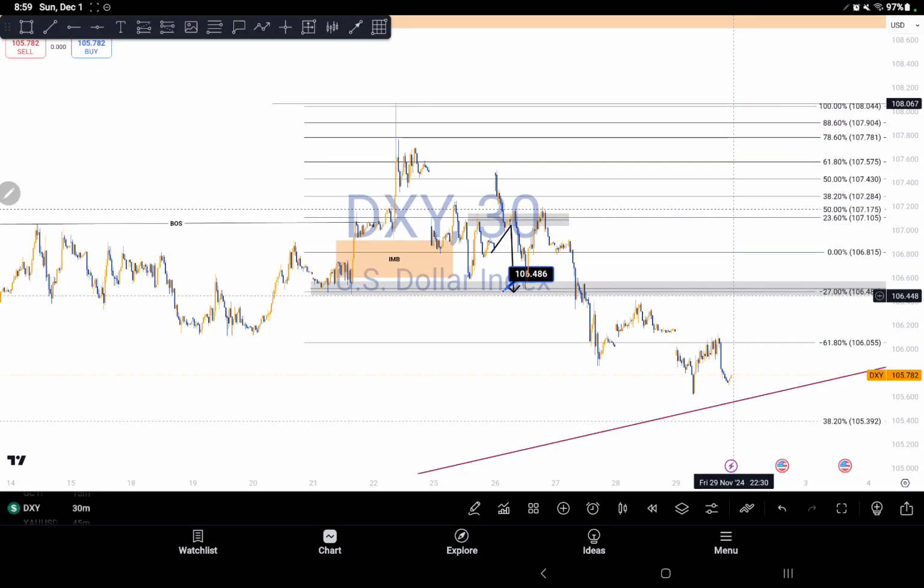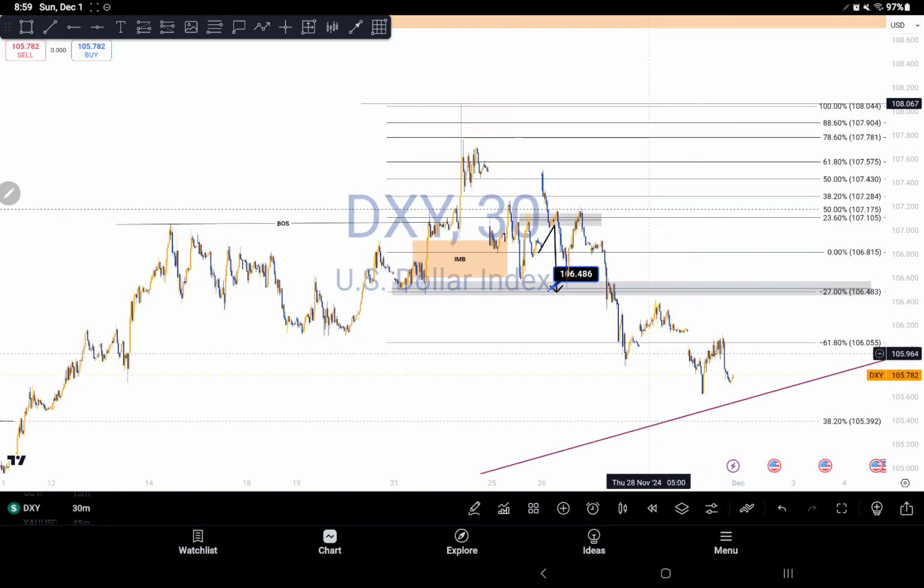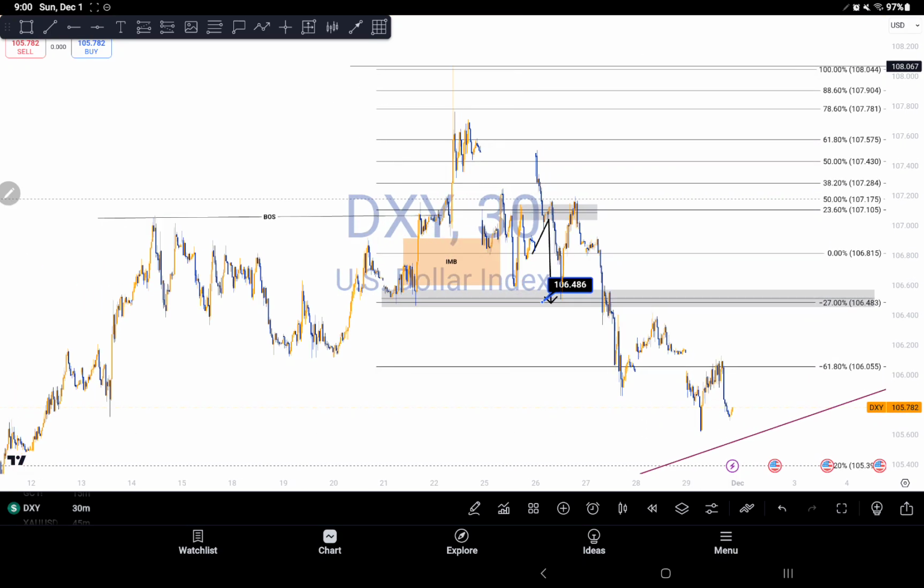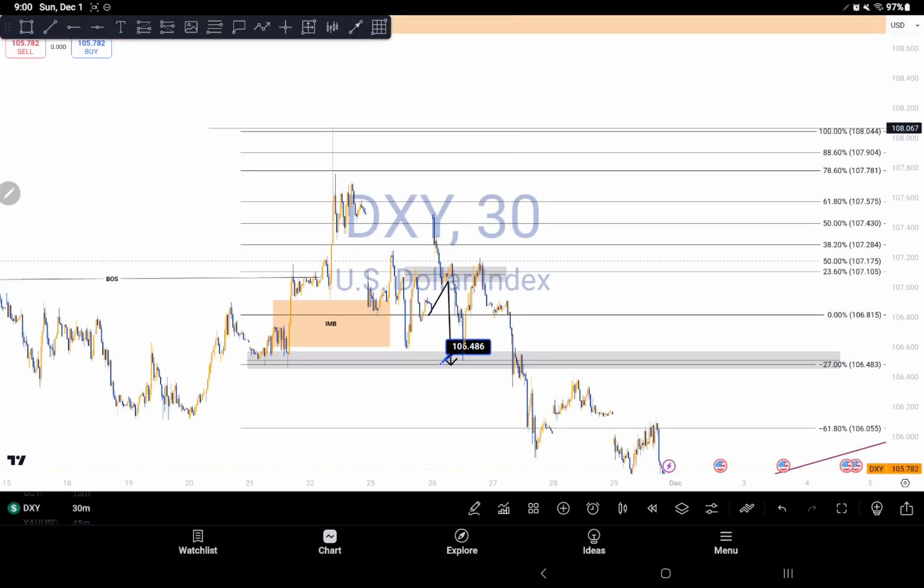Hi guys, so this is an analysis update on the XY. What am I expecting on the XY? Before we start the analysis on the XY, I will do a quick recap on the XY.